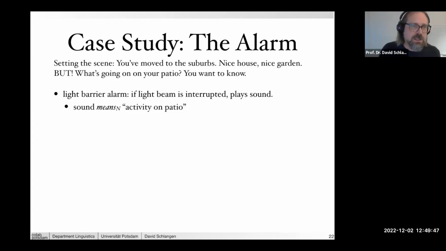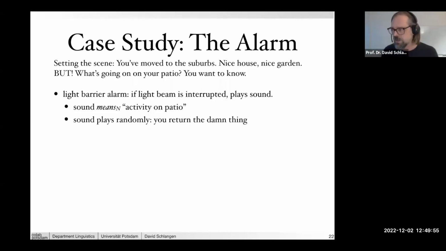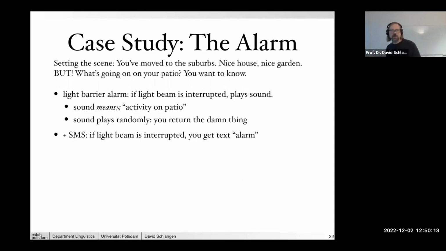And should you find out that this little thing plays sound sometimes, sometimes it doesn't, and you can't quite see what's going on there, if it does this randomly, well, then you just return the damn thing, right? So you bought a product that is broken, and if it's still within warranty, you return it and say, this is bad. This is not doing what it's supposed to be doing. Okay, but instead of giving you the same, the company upgrades you. They give you the new model, and the new model has, I don't know, a little SIM card in it, and it actually sends you a short message, a text message, right, an SMS. If the light beam is interrupted, you get a text with the word alarm.